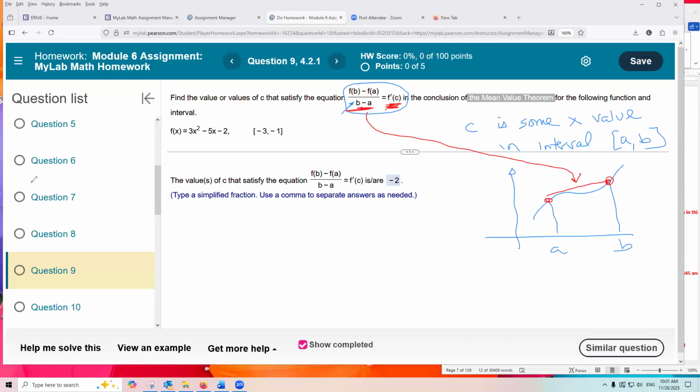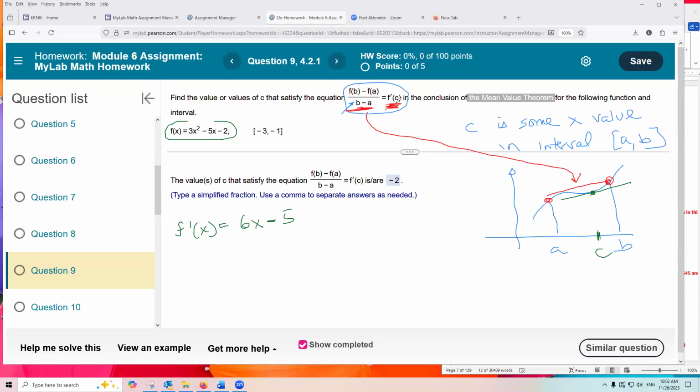So let me just make up a point. Let's call this point C here. There must be a point here where the slope of the green line is exactly the same as the slope of the red line. So there has to be a point C where these two lines are parallel. That's what this theorem is telling you. All right, well, let's do this. Why don't we take the derivative of this function? If I take the derivative, it's going to be 6x minus 5.